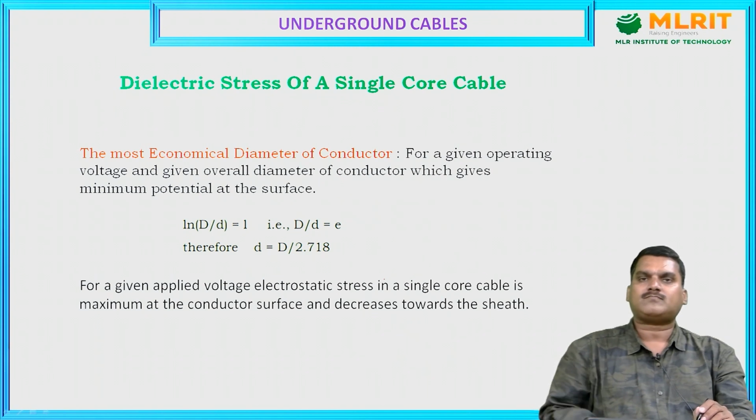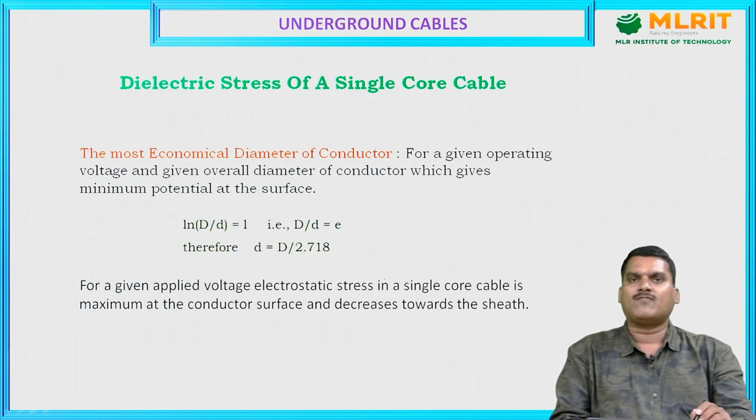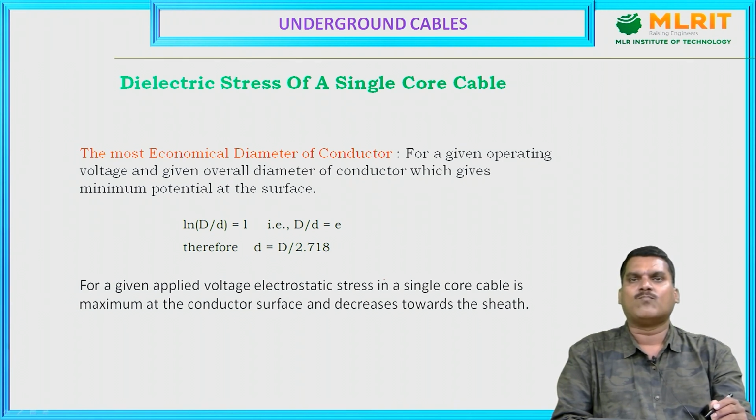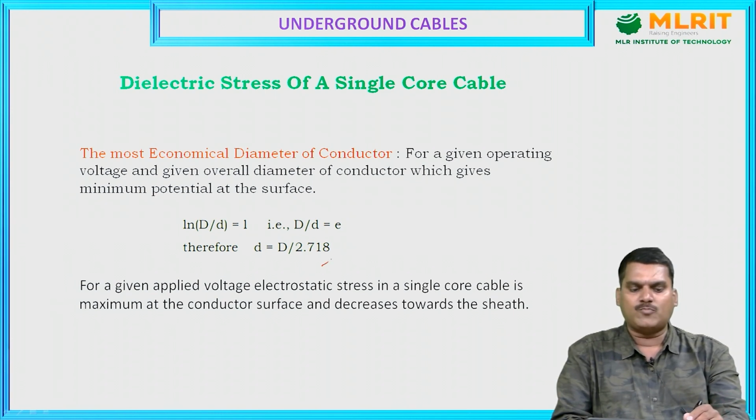So if you look at the most economical diameter of the conductor, for any cable we should have a limit. Otherwise, if you take a thin conductor and over it a large amount of insulation, you won't find it economical. For a given operating voltage and given overall diameter, the conductor which gives minimum potential at the surface is the most economical diameter. That means small d should be equal to capital D by 2.718.